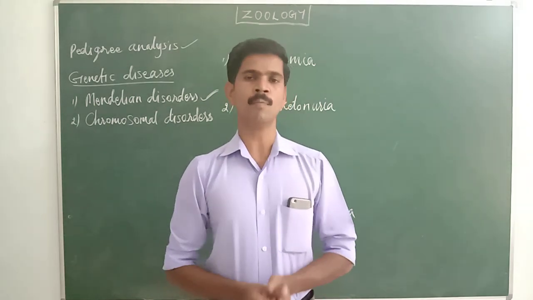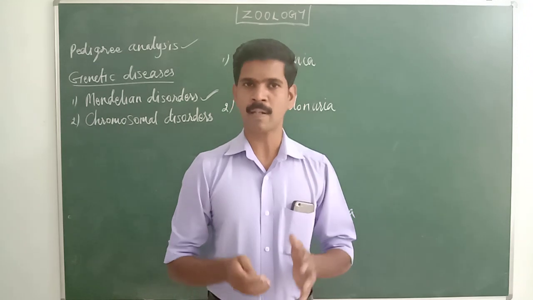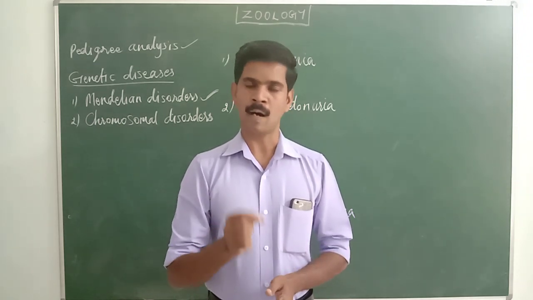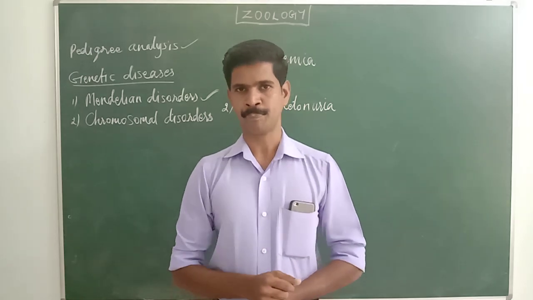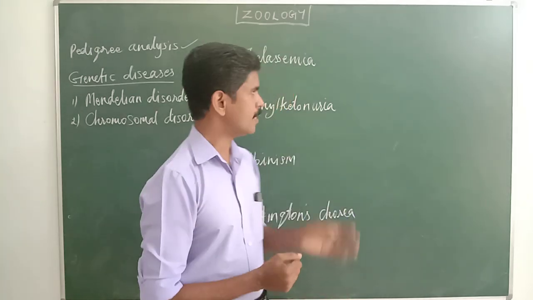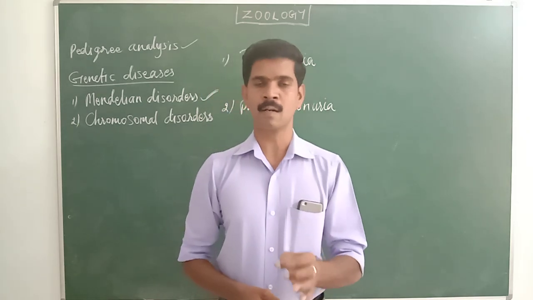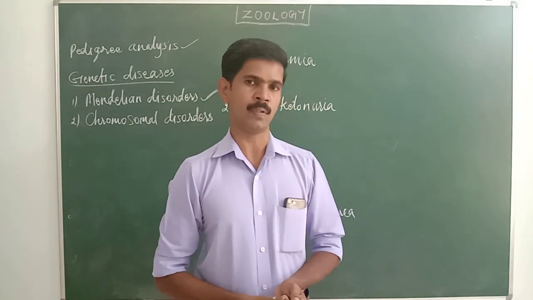Actually, you all know the hemoglobin molecule. Hemoglobin is a very important molecule present in the RBCs. This hemoglobin molecule is what gives the red color to our blood. Understand? So here, thalassemia is due to the production of abnormal hemoglobin molecule.